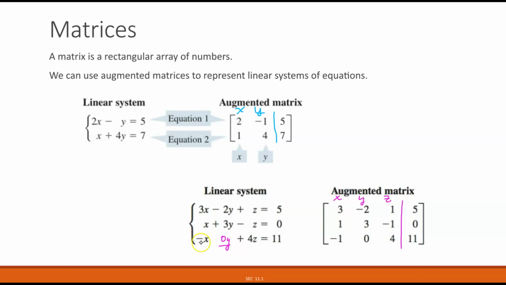So then what are our coefficients? -1, 0, 4 equaling 11. Where we looked in the last section at 2 equations, 2 unknowns, now we're just extending it to 3 equations, 3 unknowns. Our goal is still to solve a linear system.